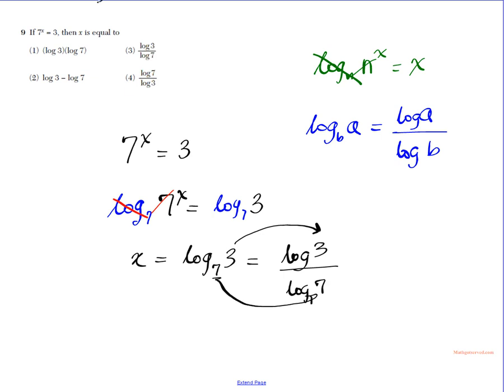All right, so let's see. Do we have an answer? Yes, we do. The answer to number 9 is option 3. Okay? All right. Let's move on to the last question in this series.